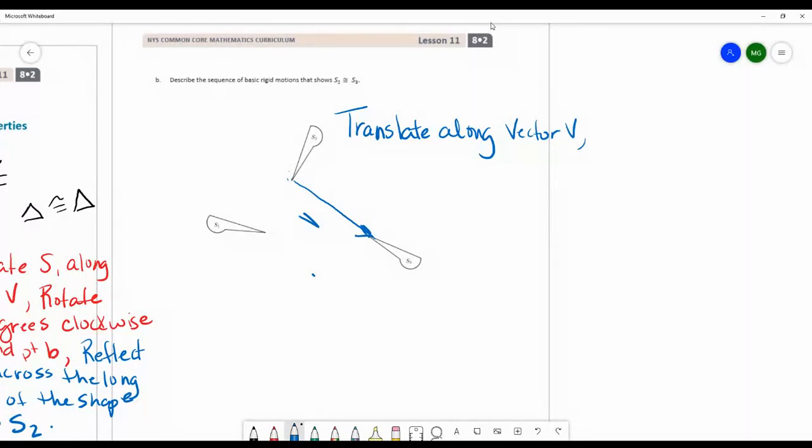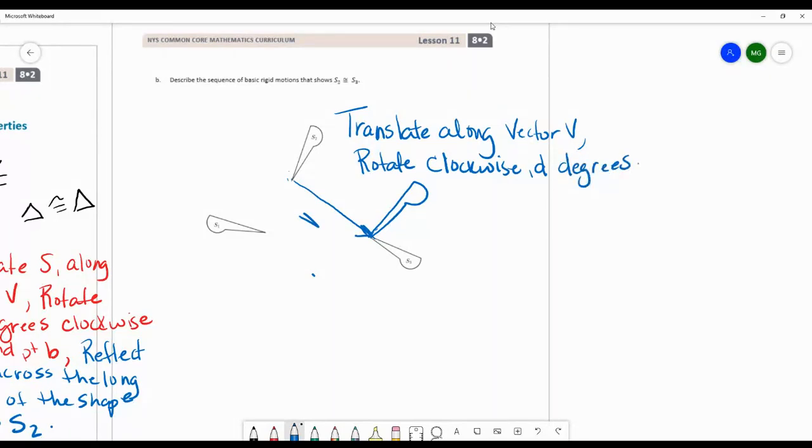And then what are we going to do? So now we've got it. Our shape is approximately like this. What are we going to do with it? Good, we're going to rotate it. And which direction and how far? Yep, we can go clockwise, and we're going to go D degrees.